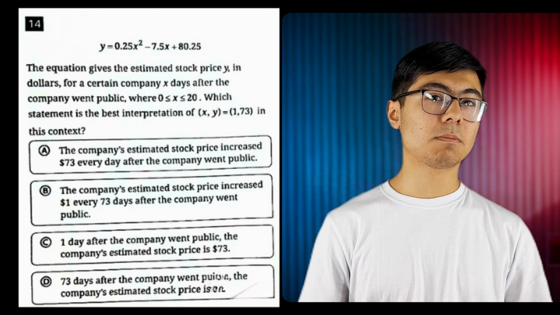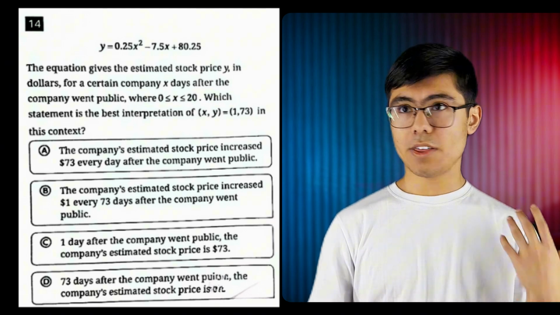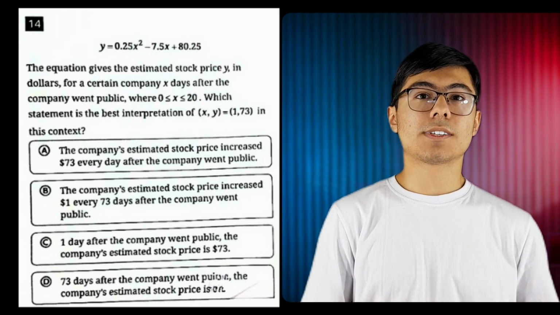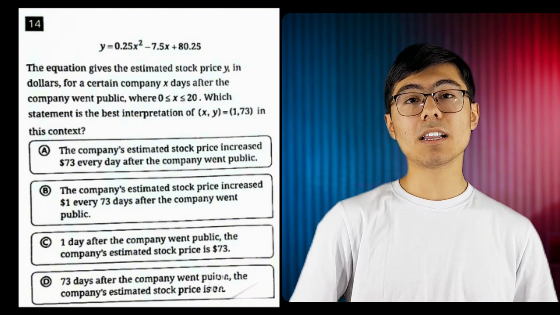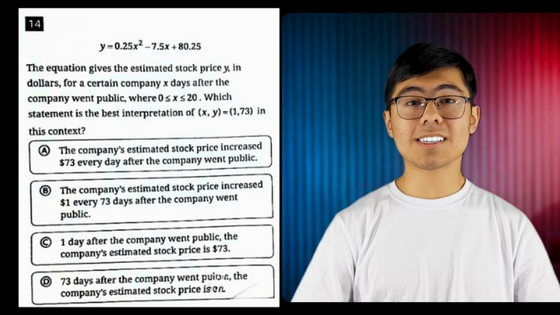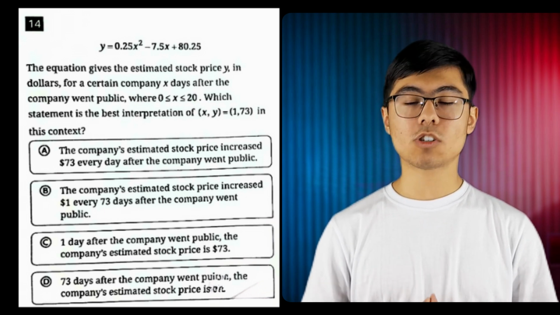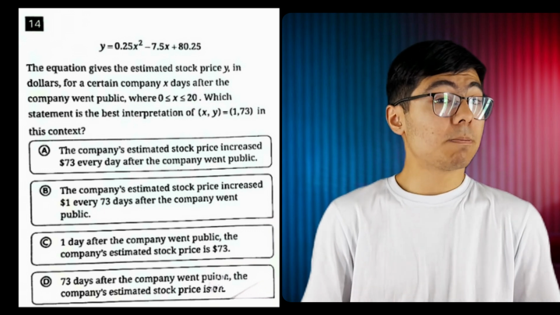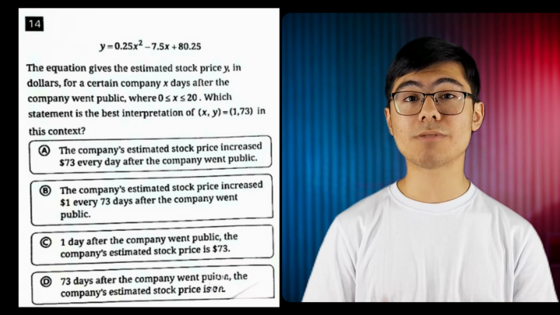Option A says the stock price increases by $73 every day. No, this isn't what this point represents. This is not about daily increments, it's just the specific points on the graph. Option B talks about the stock price increasing by $1 every 73 days. Again, it's a no-go. It doesn't really match the context of the graph at all. Now option C. That's the winner. It correctly interprets the point (1, 73) as saying that one day after the company went public, the stock price is $73. That's the completely correct interpretation.